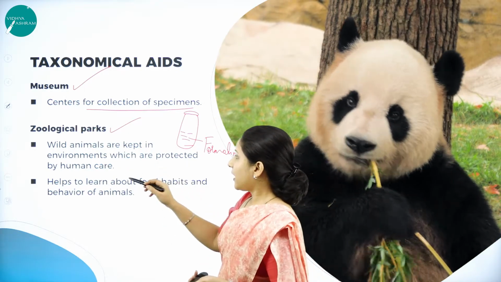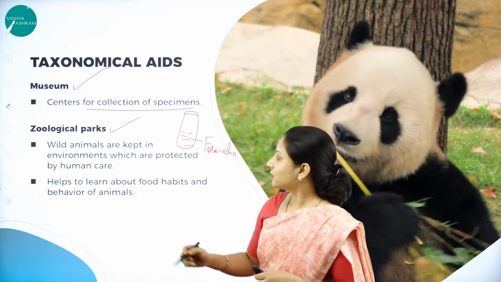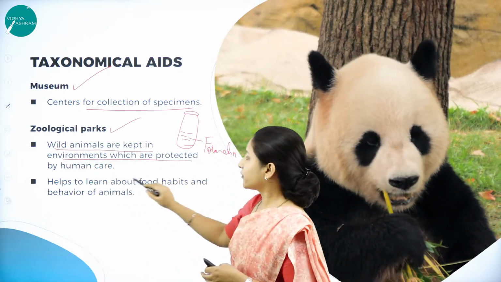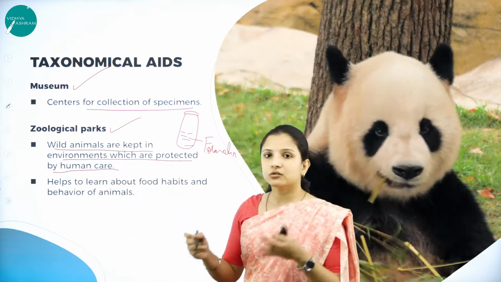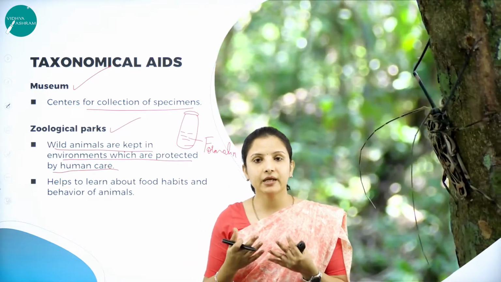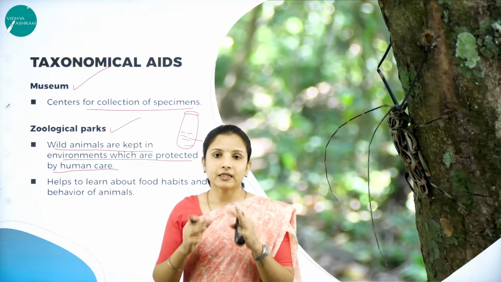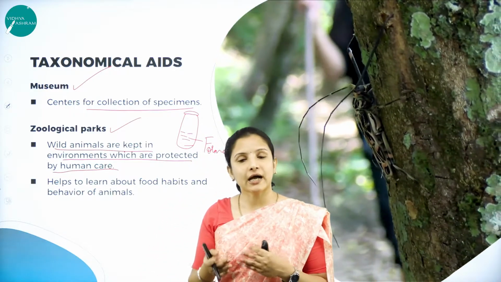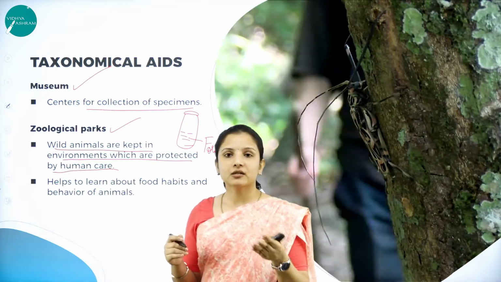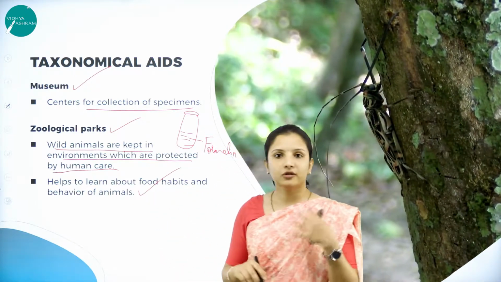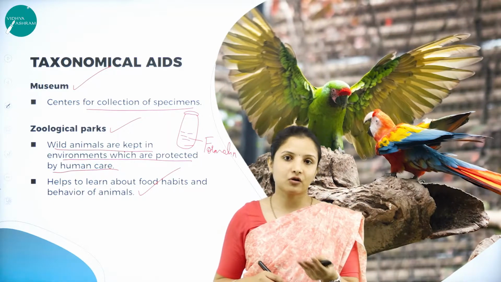So zoological parks are the areas where wild animals are kept in environments which are protected by human care. The environment in the zoological park will be created in such a way that it suits the habitat of the animal, and it is taken care of by the people. It also helps us to learn about the food habit and the behavior of the animal.